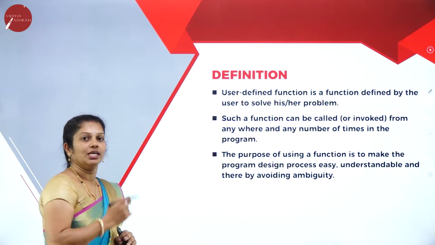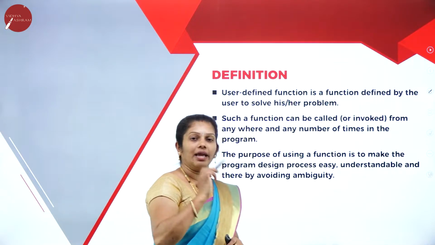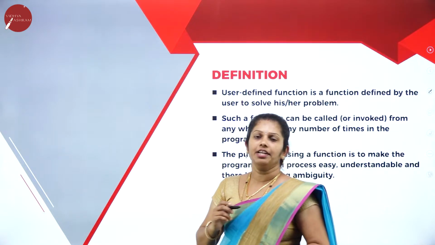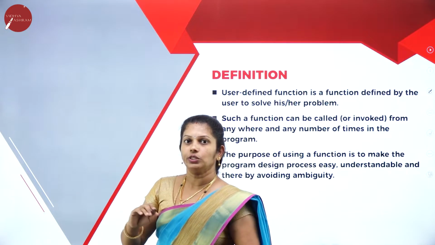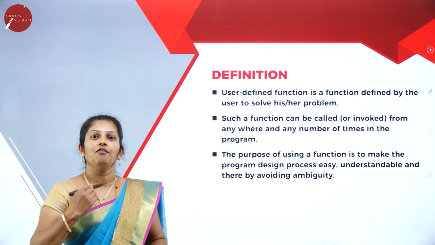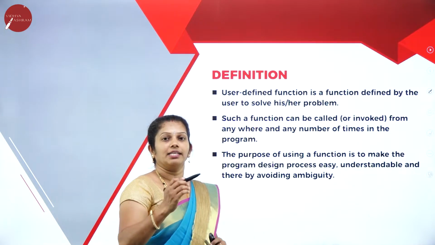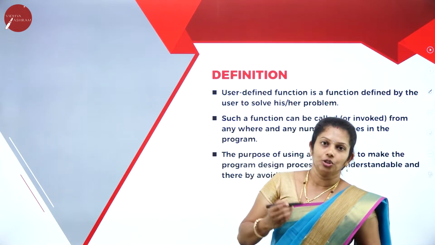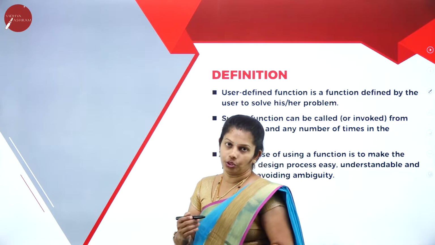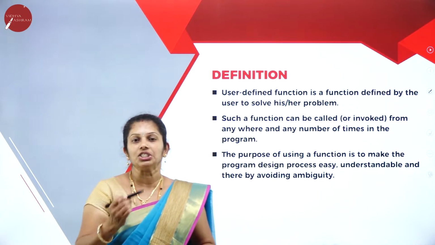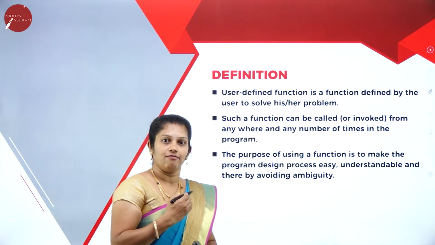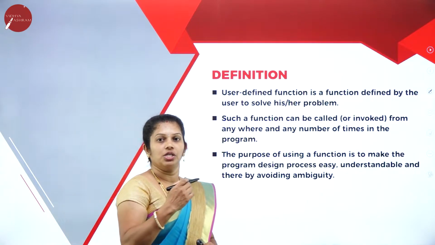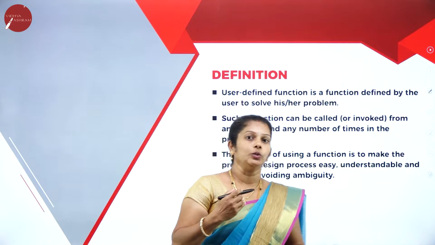When we come to functions, there are 2 types of function. One is library function and the other is user-defined function. A library function is nothing but a function which is already defined, and we are only using its functionalities. For example, by using the header files #include iostream.h or #include math.h or #include conio.h, we are using their functionalities. These functions are already defined and we are using them.